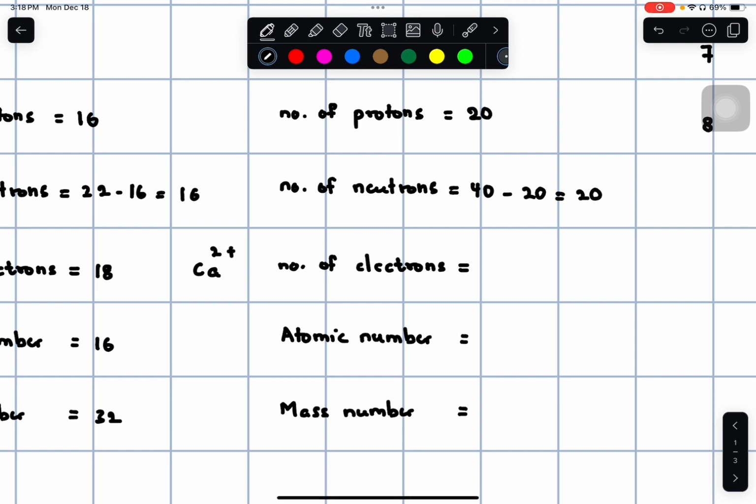The number of electrons, see, because it's Ca2 plus, this positive ion is formed by losing 2 electrons, and that's why it's going to be 20 minus 2, which is 18. This 20 is what a neutral atom would have had. The atomic number is equal to the proton number, which is 20, and the mass number is still going to be 40.